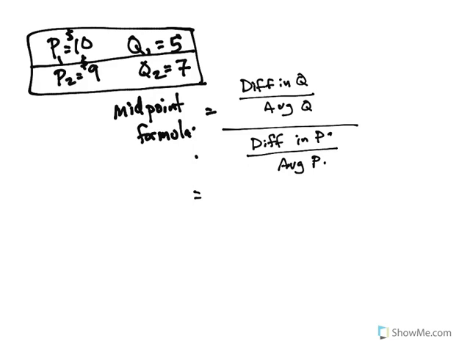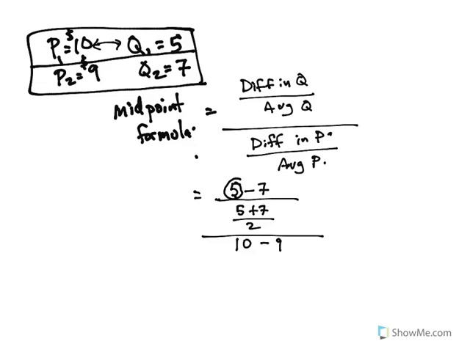So the difference is 5 minus 7, that's our difference in quantity. And then the average quantity is just 5 plus 7 divided by 2. The difference in price, now this is where we do need to be a little bit careful. We need to make sure we use the right price quantity pairs in the right order. So we need to start with the price associated with the quantity of 5. So 10 minus 9, so that's our difference over average.